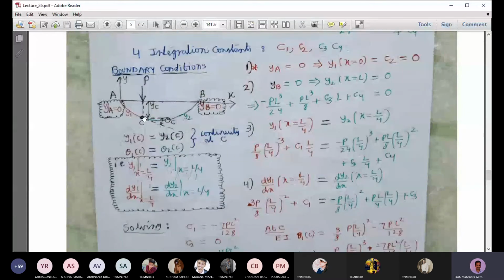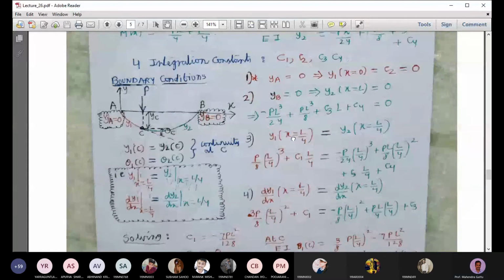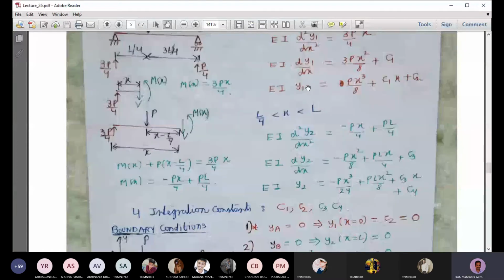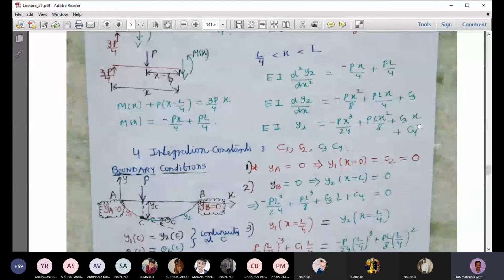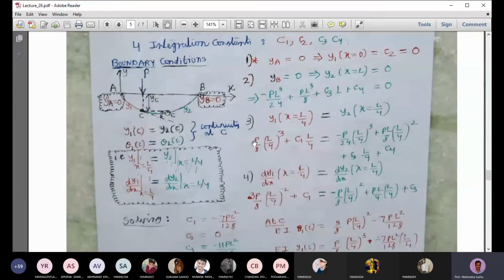So y1 of C is y2 of C. So y1 at x equal to L by 4 is equal to y2 at x equal to L by 4. So here we can substitute this equation y1 at x equal to L by 4. So we'll get (L/4)^3 plus C1 L by 4 plus C2, which is 0. And here also we'll have y2 at L by 4, (L/4)^3, (L/4)^2 plus C3 L by 4 plus C4. So that equation we have.